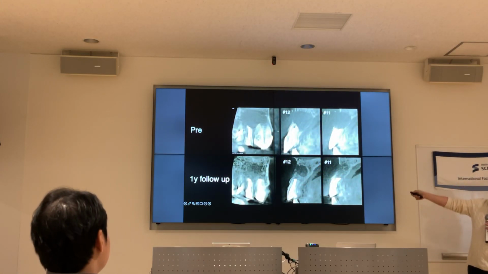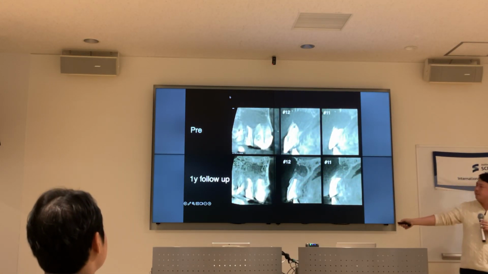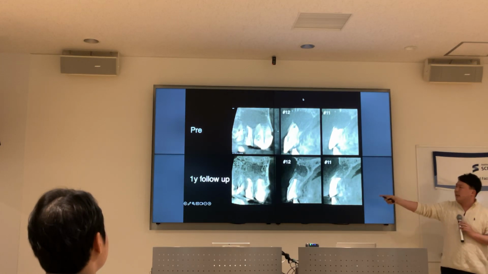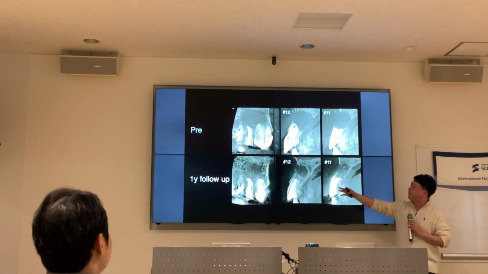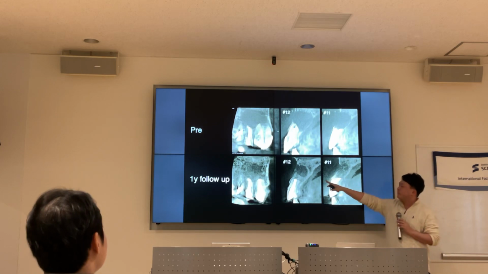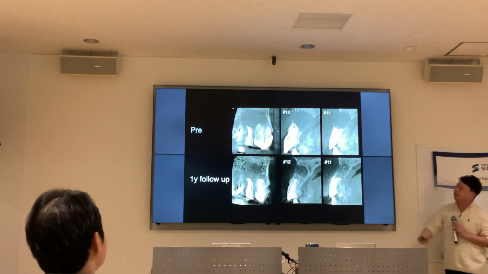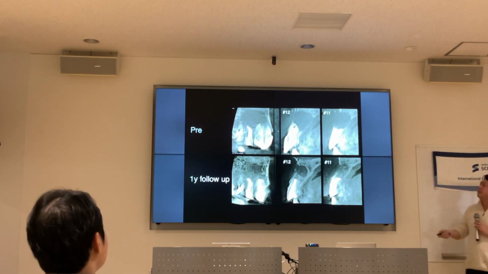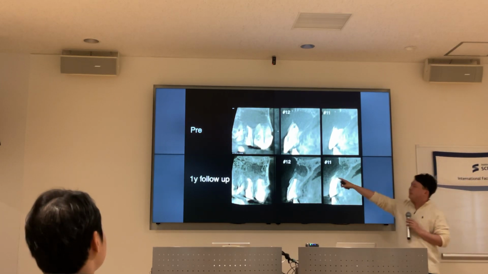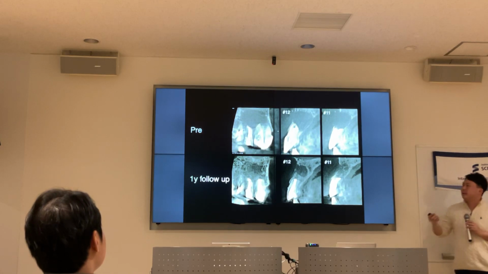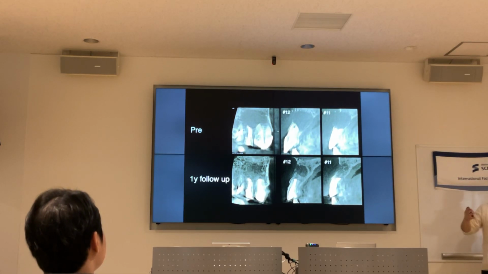This is before surgery. This is after one year's follow-up. The apical region didn't disappear completely, but the resected area is almost healed. I think it is a good prognosis. I think this area becomes scar tissue, so we have to follow up for more than, I think, three or four years.